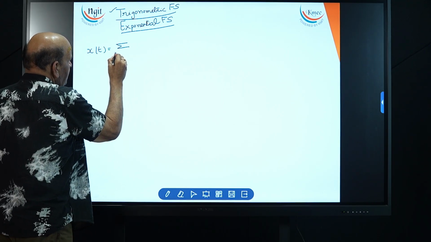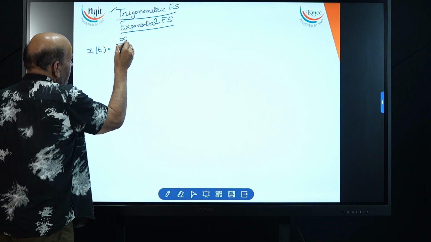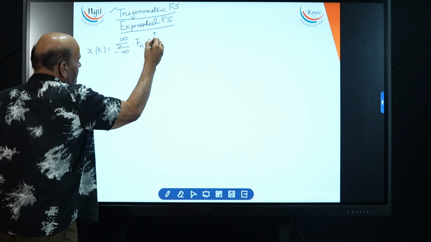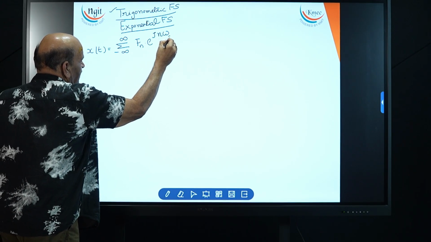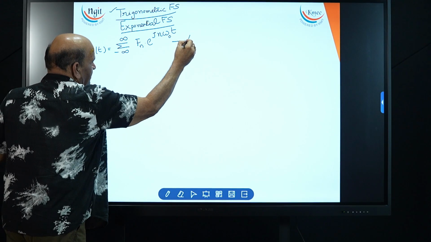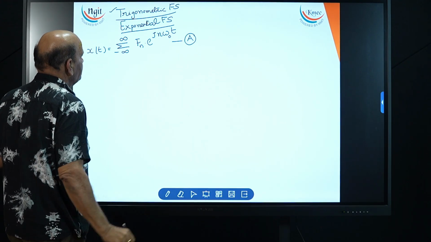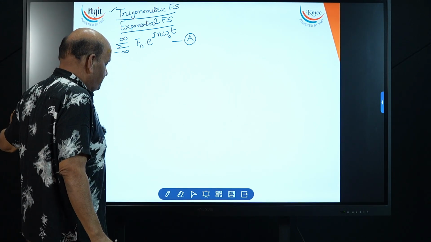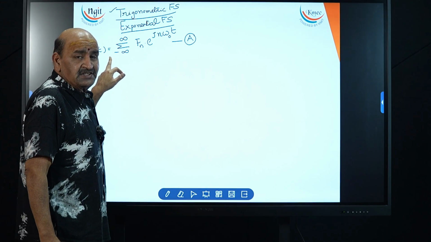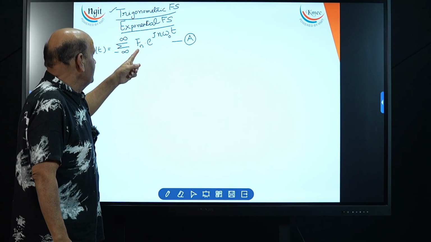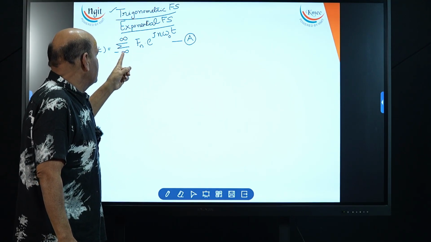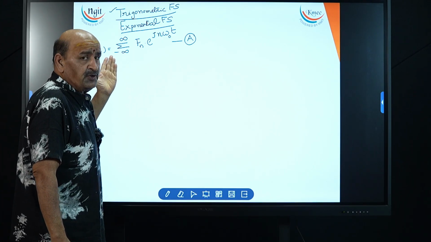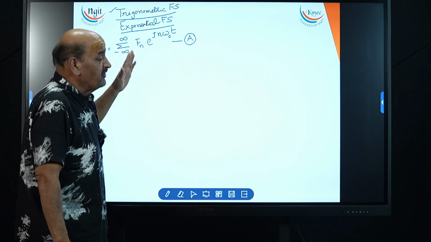summation n equal to minus infinity to infinity F of n into e power j n omega naught t. This is the main equation. Here, there is no need to write n equal to minus infinity to infinity; whatever the suffix is, generally it belongs to that suffix. If you have any doubt, you can write n equal to minus infinity to infinity also.